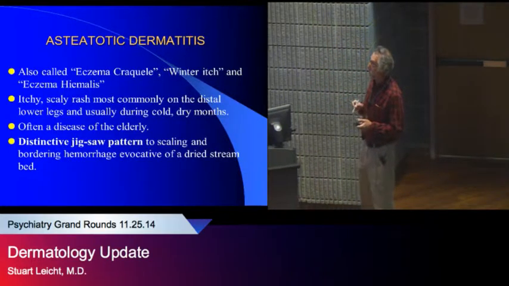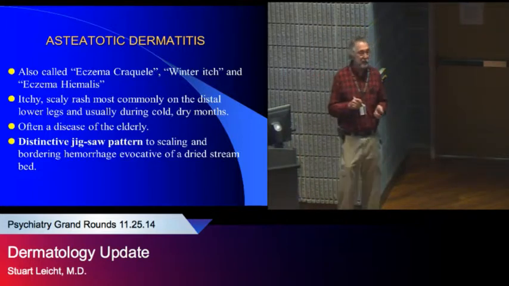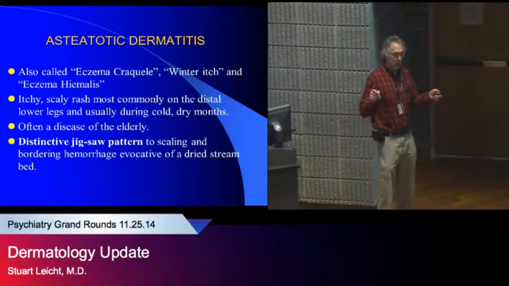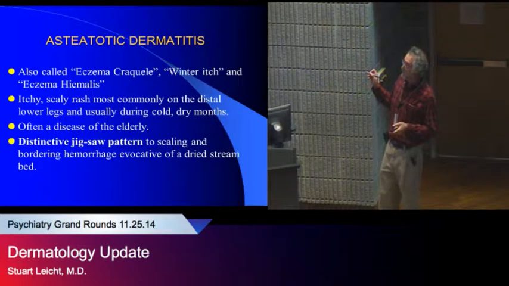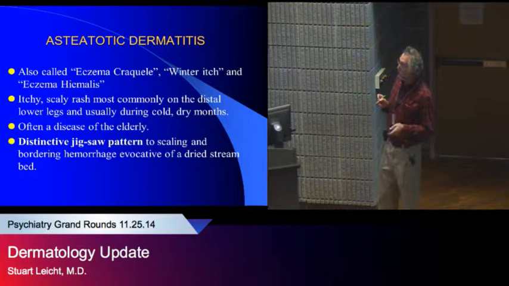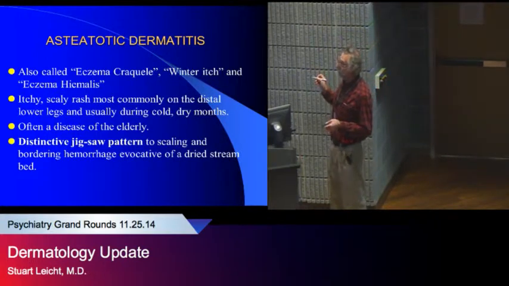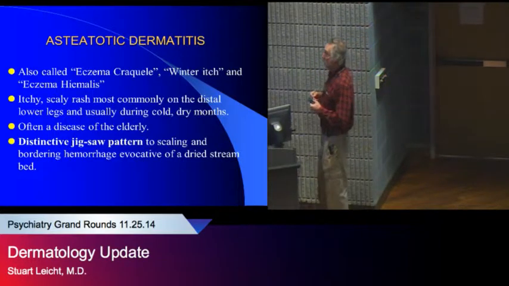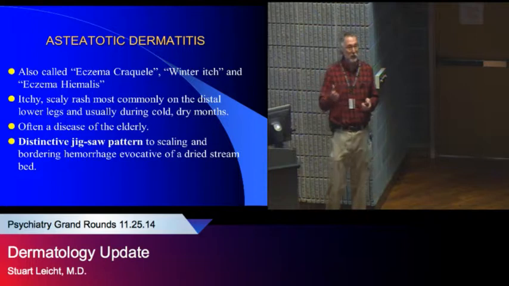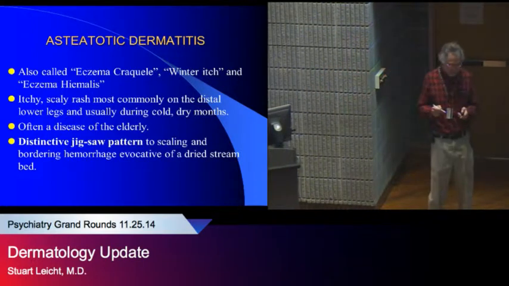Asteatotic dermatitis. Coming winter, you guys will see this in the wards. I think it's very distinctive. You look at it and you say, whoa, that must be something. I'm not sure what it is, but it's got to be something. It's an itchy eruption on distal lower extremities, a disease in the elderly. It's been called winter itch. It has a very distinctive jigsaw pattern to the scaling with some hemorrhage there.